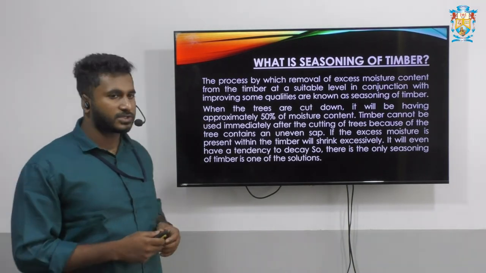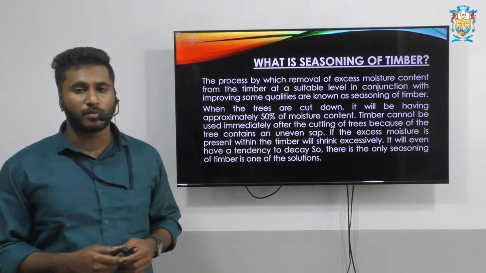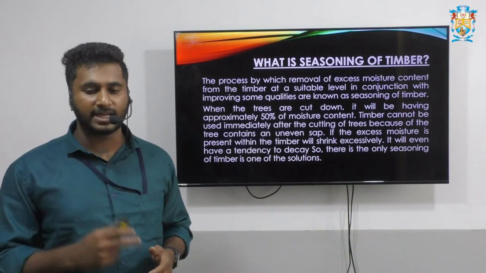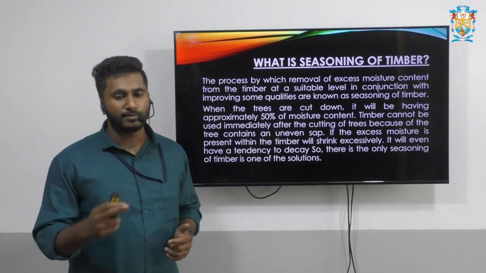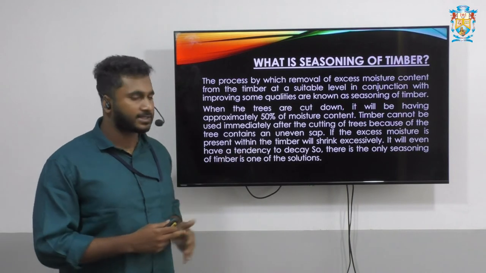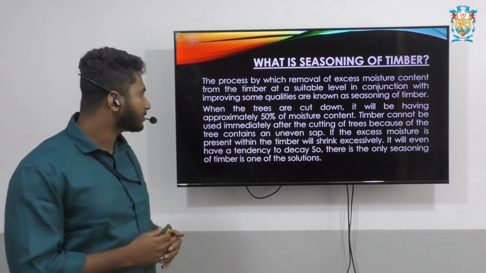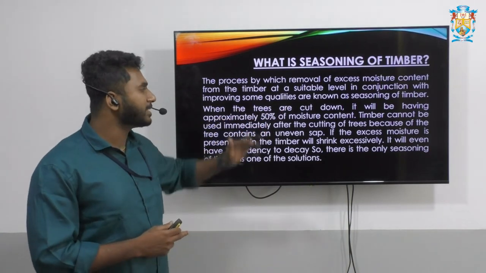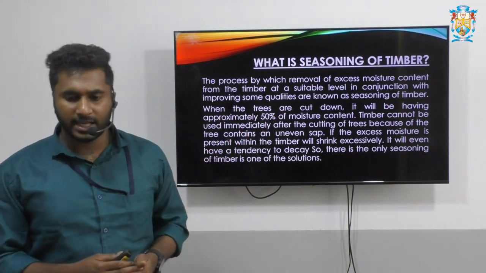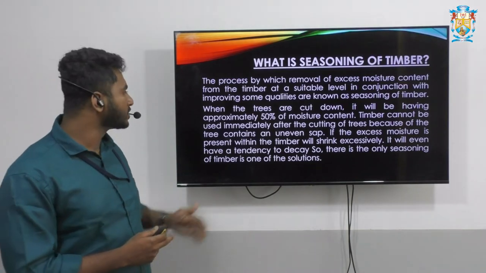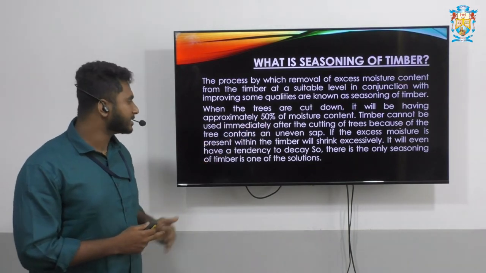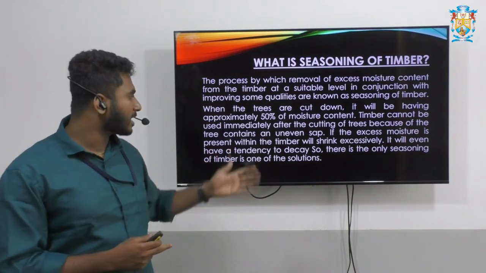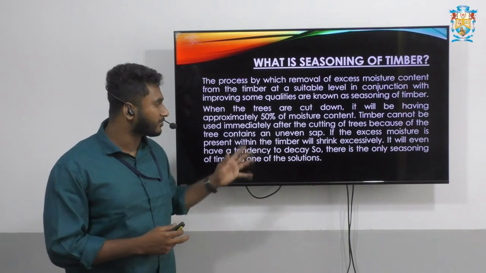So seasoning is the process of removing the excess moisture content from the timber to a suitable level, in conjunction with improving some of its qualities. When the trees are cut, they have approximately 50% moisture content. Timber cannot be used immediately after cutting because the trees contain uneven sap. Sap is the liquid content of a tree.